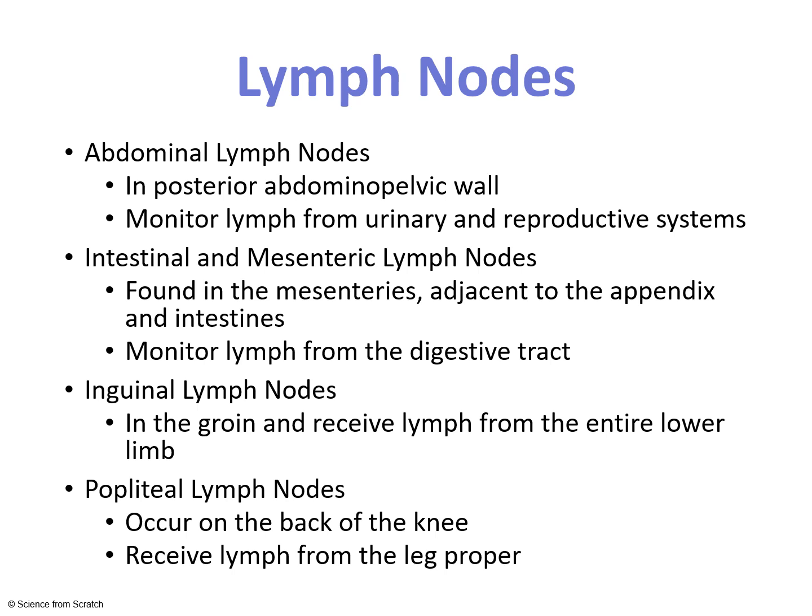You have the abdominal lymph nodes that are located posteriorly in the abdominopelvic wall that monitor lymph from the urinary and reproductive systems. Your intestinal and mesenteric lymph nodes, those are found in the mesenteries. They are also adjacent to the appendix and intestines that monitor your lymph from the digestive tract. The inguinal lymph nodes are in the groin and receive lymph from the entire lower limb. And then there's the popliteal lymph nodes that occur in the back of the knee that receive lymph from the leg proper.